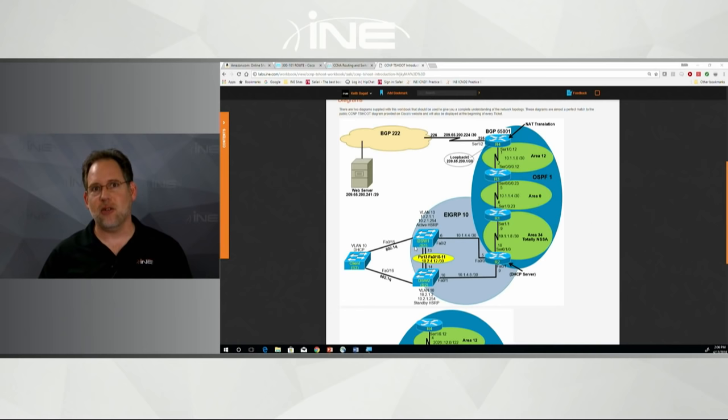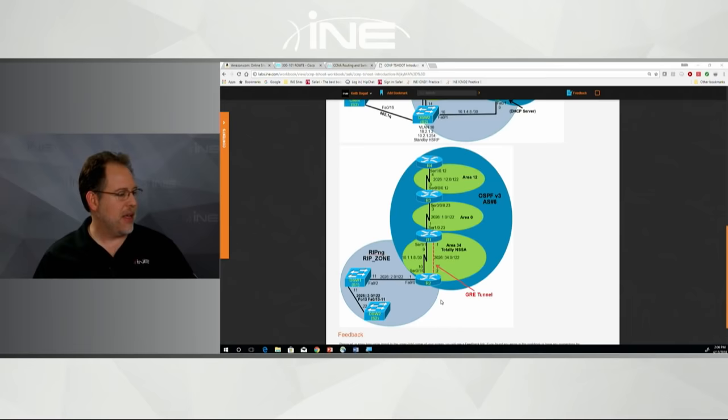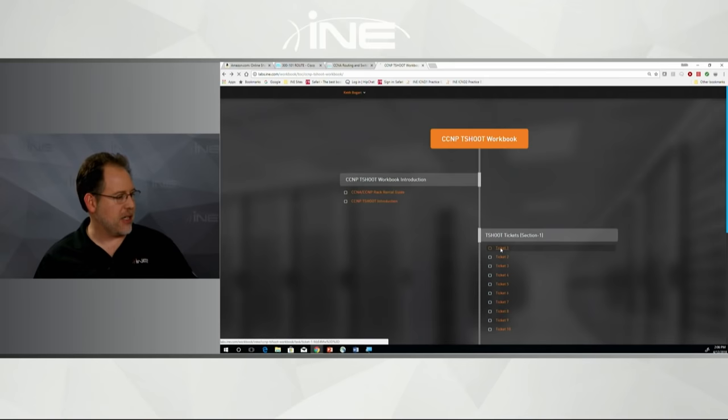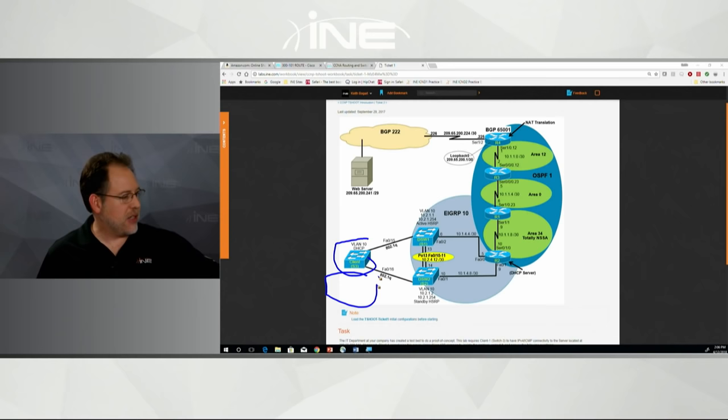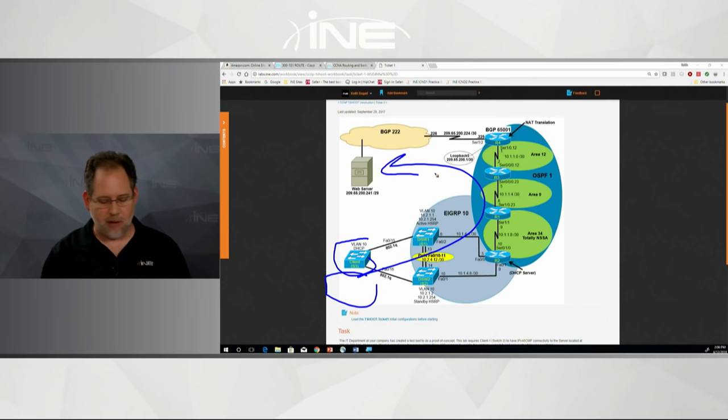take it. So long story short, when you take the T-shoot exam, you're going to have a bunch of tickets, and the tickets will look very similar to this. For example, let's take a look at ticket number 1 right here. You have the diagram, and it's always the exact same thing. Every ticket is the same. You've got some sort of client, and the problem is the client cannot ping the server. That's what you're troubleshooting. But there's a million different reasons why that might not be pingable. Could be routing, could be switching, could be an access list, could be all sorts of stuff. So in the ticket, that's your problem.